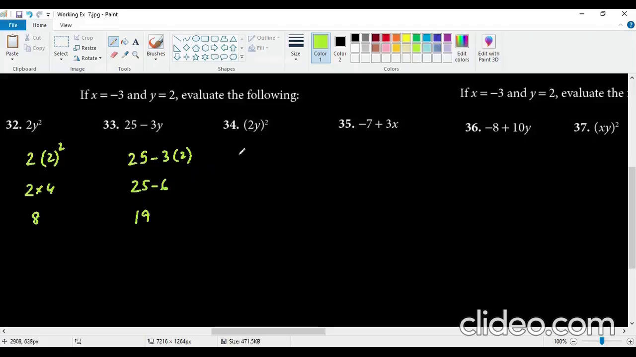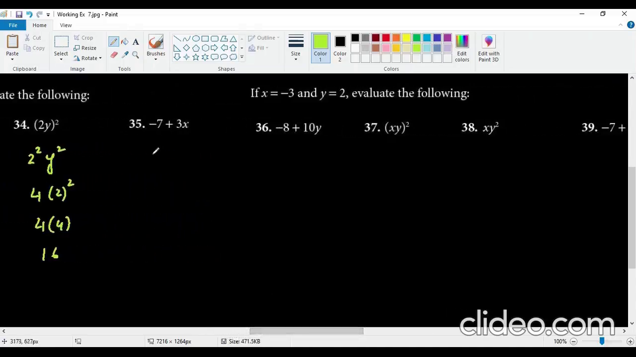Now comes the value of 2y, which is multiplied by itself. That means 2 square and the value of y square are to be multiplied together. So 2 square gives you a 4 and the y value is 2. That means 2 square. So 4 is multiplied by 4, giving you 16. Question number 35 is giving you minus 7 plus 3 times the value of x, which is negative 3. So 3 times negative 3 gives you negative 9. So negative 7 and negative 9 is going to give you a negative 16.